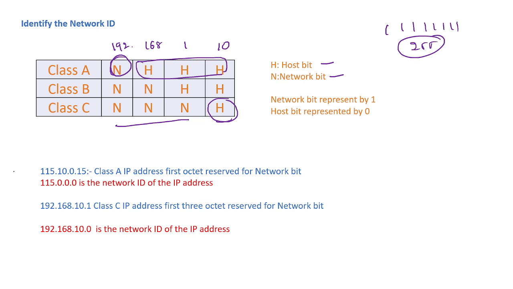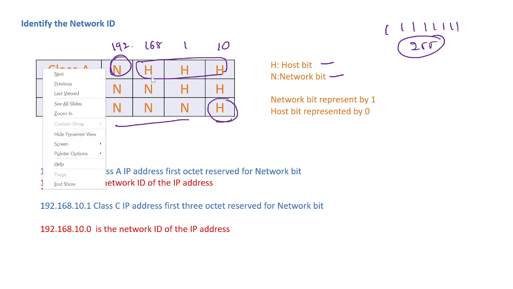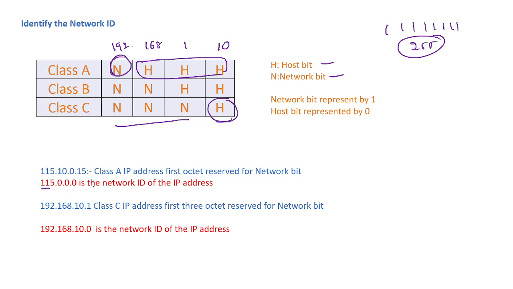That is why they are asking network bit represents 1, that is why I am carrying the number. But if you put 0 here, 0 plus 0 plus 0, it is 0 only. Correct? That is your network bit, the network ID of the IP address. So class B means 2 octets. This is also network, this is also network. Then it is 1100.